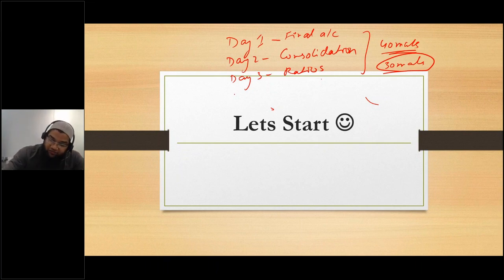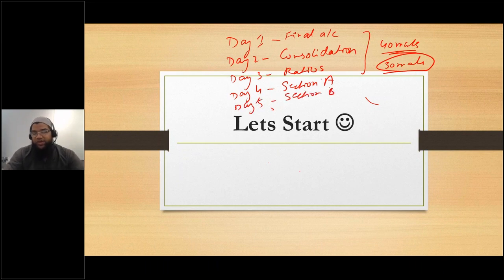And then in day 4, we are going to solve section A type MCQs. And in day 5, we are going to solve section B type MCQs. So this way we are going to cover the majority of the paper in this short QBR session of 10 hours in 5 days. If you people have any suggestion, I will be happy if you share that with me.